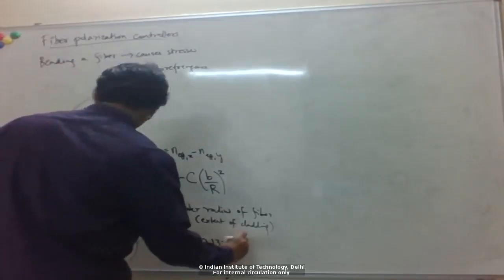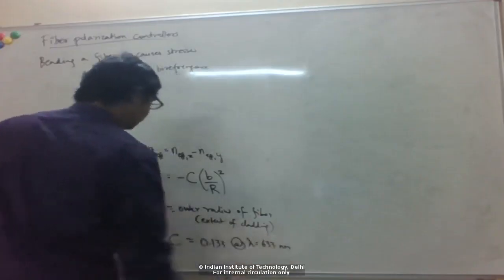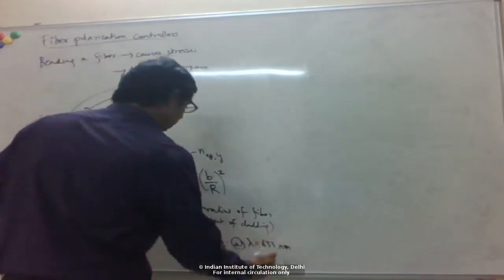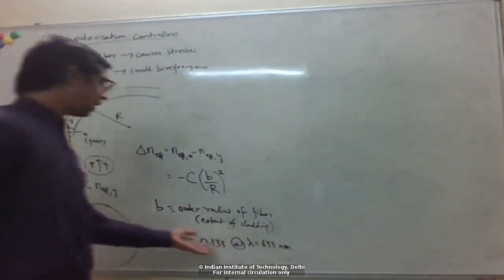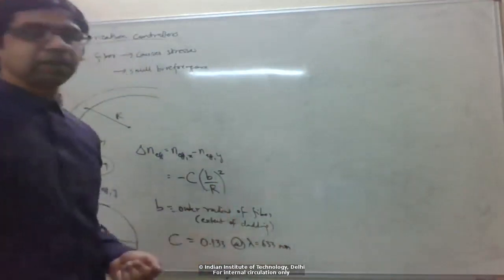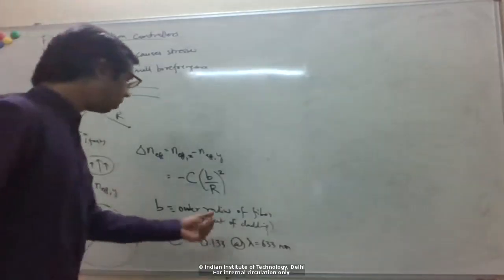So this particular value is at the visible wavelength of 630 nanometer. It's slightly higher at the near IR wavelengths, like 1.3 or 1.5 micron, but it's in this range, like 0.1 to 0.2.